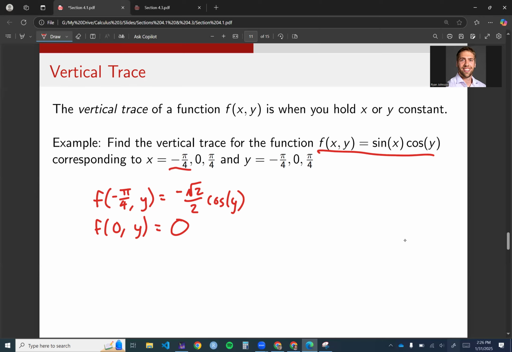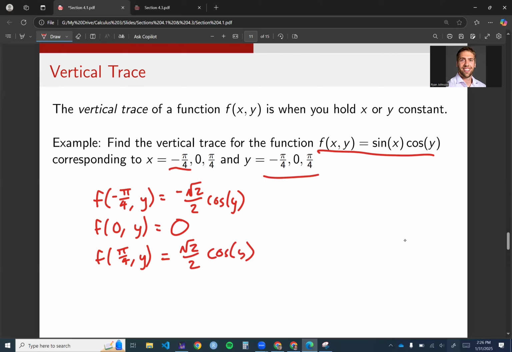Okay? What about when I walk along the positive pi over 4? What's that going to be? Yeah, cosine of y. All right?